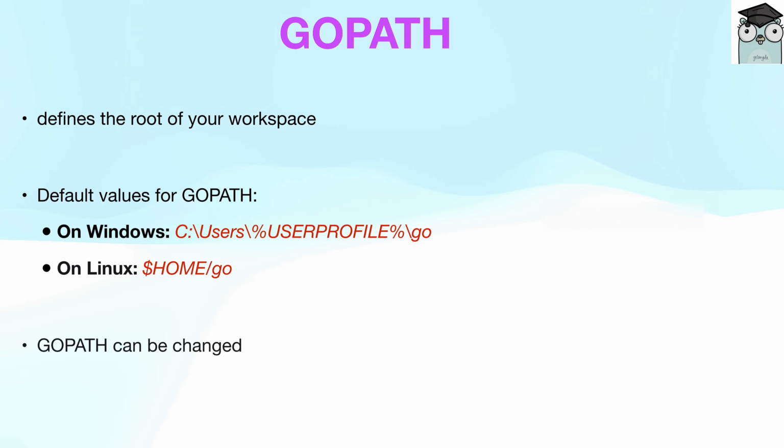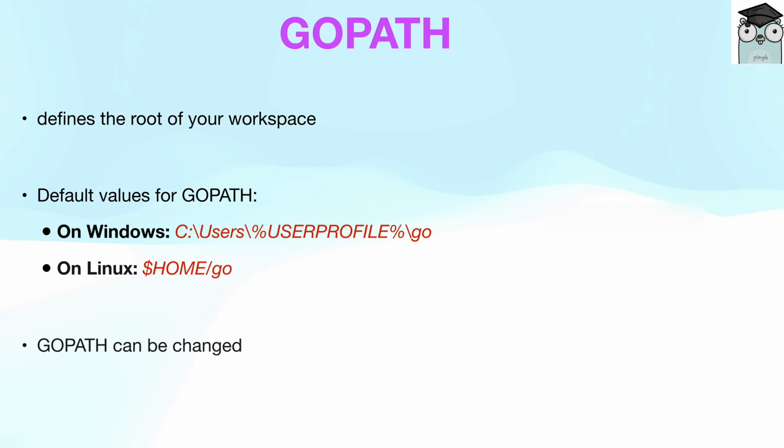GOPATH is a variable that defines the root of your workspace directory. GOPATH stores your code base and all the files that are necessary for your development. If the environment variable is unset, GOPATH defaults to a subdirectory named Go in the user's home directory.